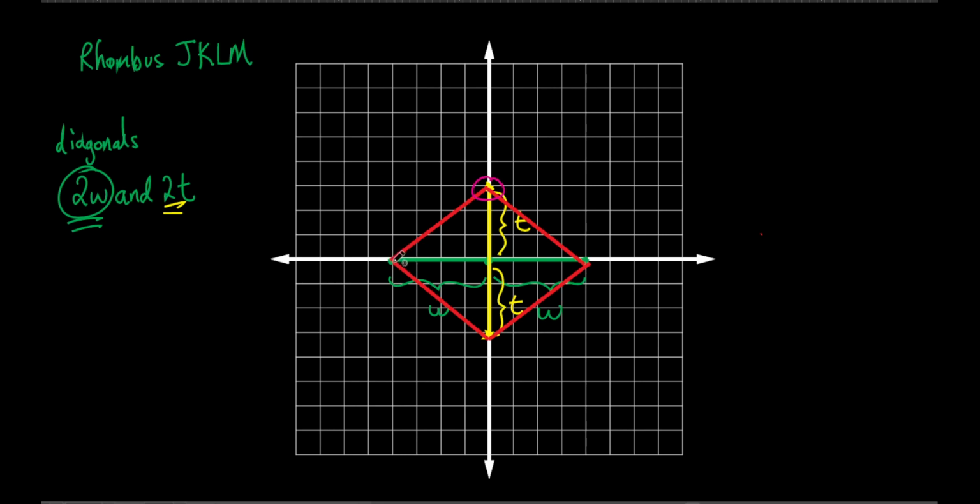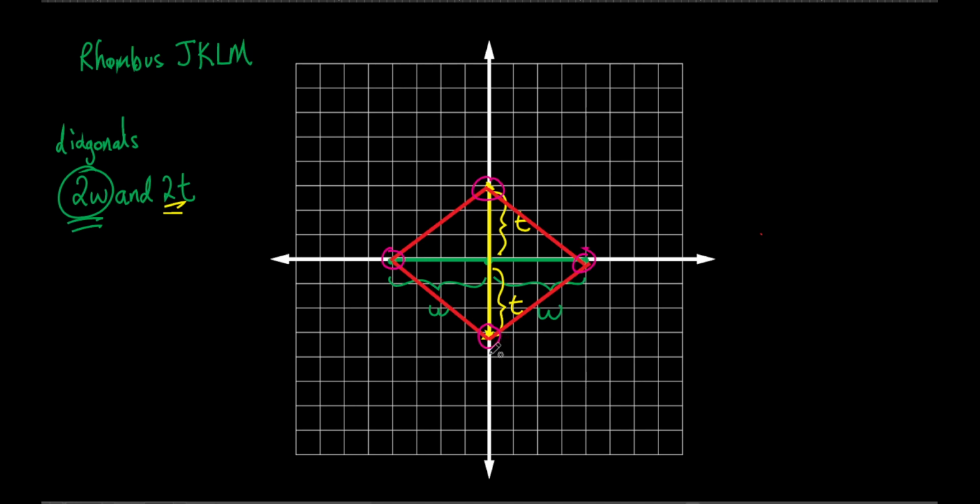Let's find the missing coordinates. Yeah, let's find them all. Find this one, and find this one. That's what I'm trying to find. So we drew the picture. We got our diagonals. What's the diagonal? 2w. What's this diagonal right here? 2t. Everybody see that?